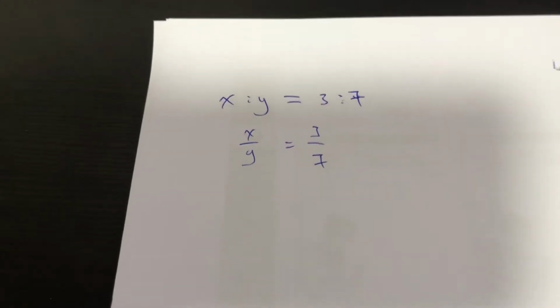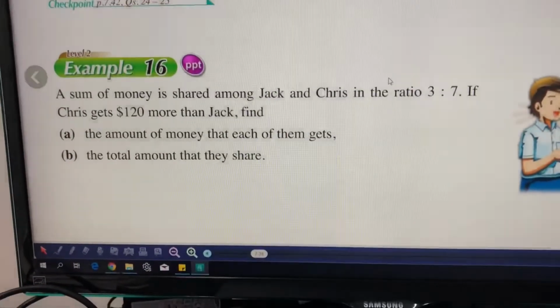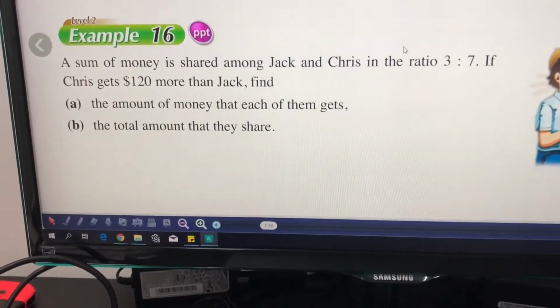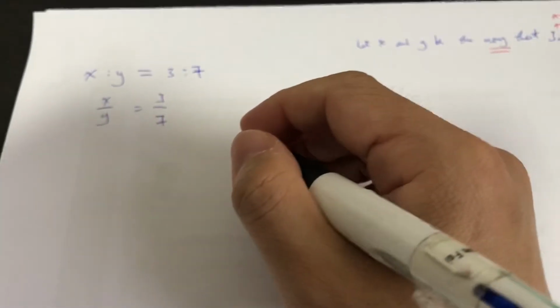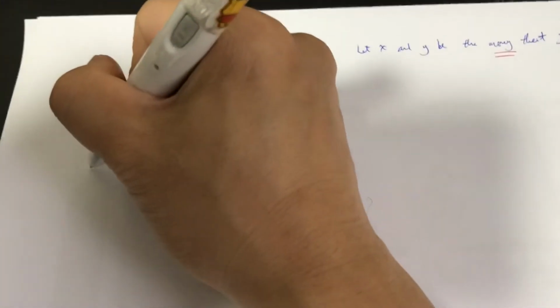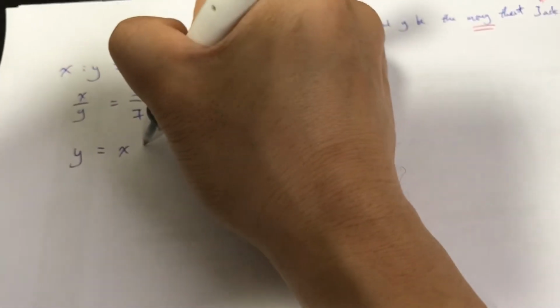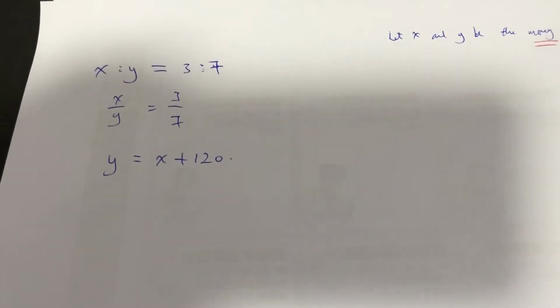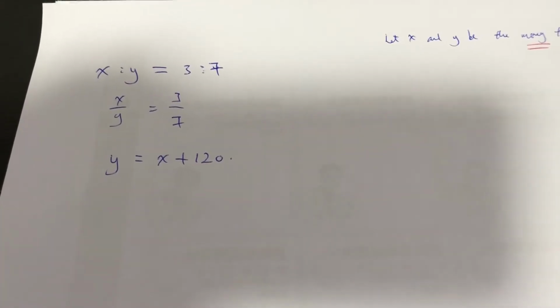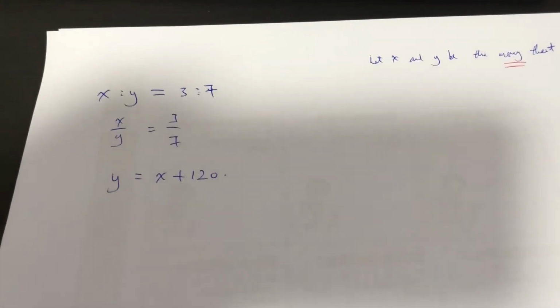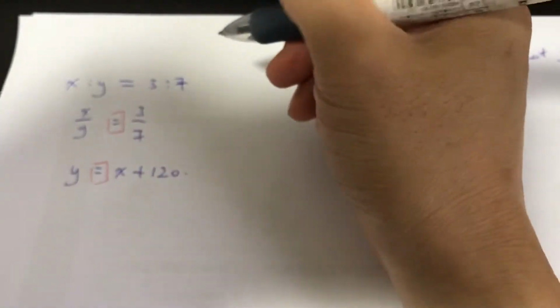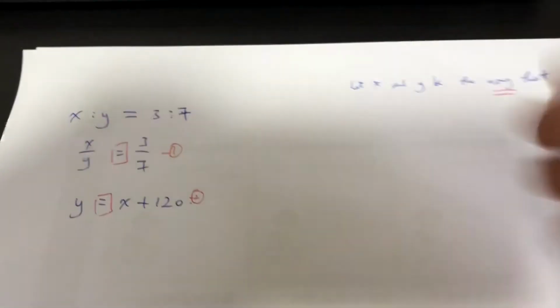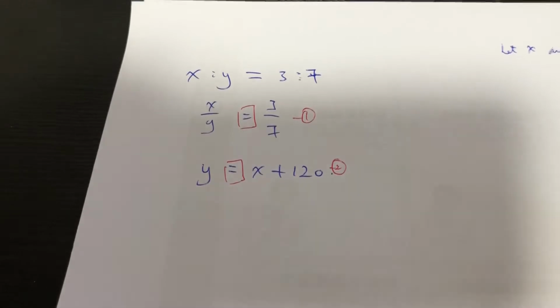And then for the second sentence, if Chris gets $120 more than Jack, that means Chris has more money, so Chris's money equals Jack's plus $120. Right? So actually you have already got two equations. This is the first one, this is the second one. So we can go on to solve the problem.